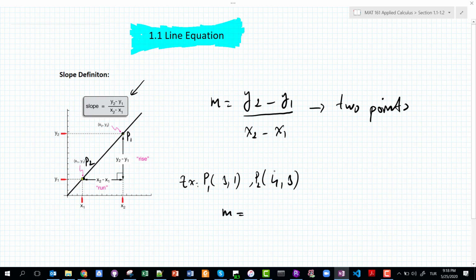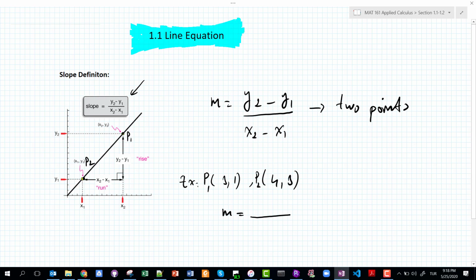Most of the time, I prefer to choose the one where I don't get the negative sign, I don't want to deal with the negative sign. As you see here, 4 minus 3 will give me the positive one. But of course, you cannot always get rid of the negatives. So there is no specific rule to choose any points. So you can choose any points.